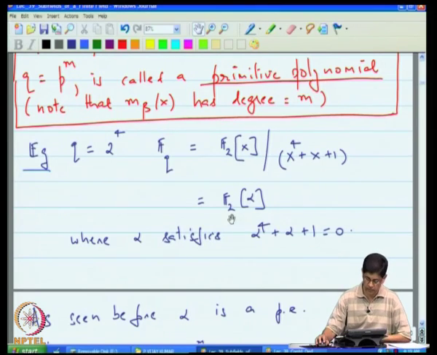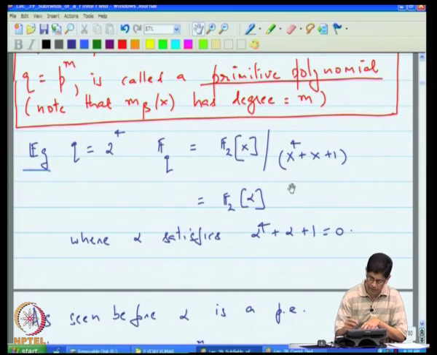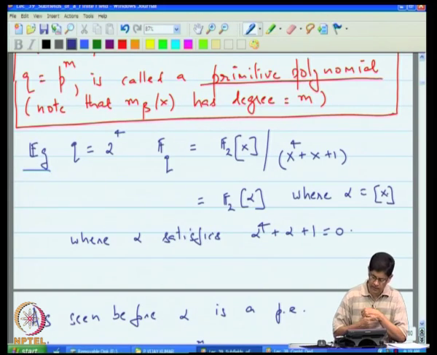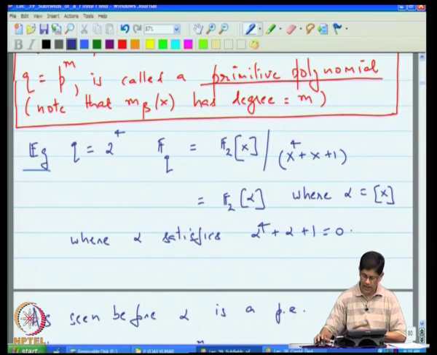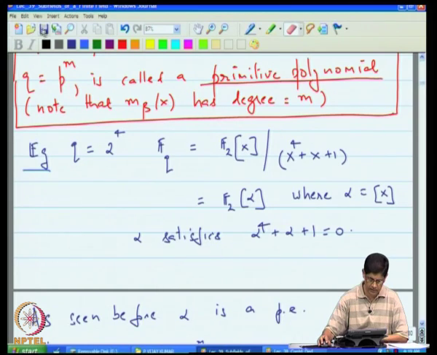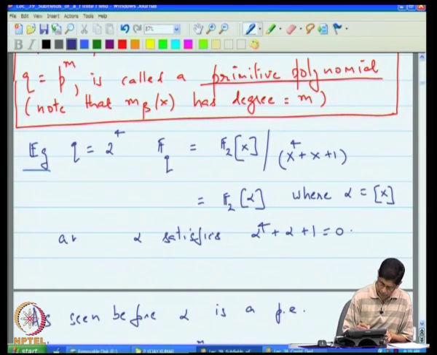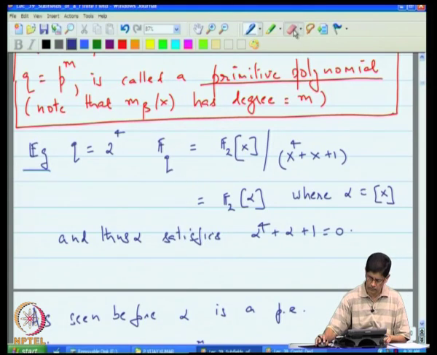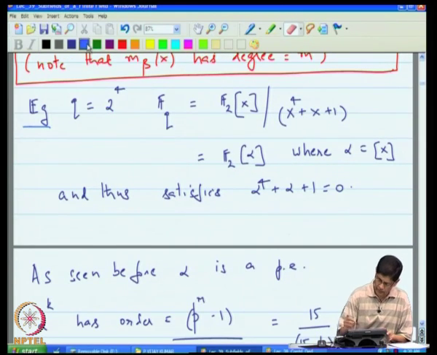And this can also be expressed in the form F2 polynomials in alpha, where alpha really denotes the equivalence class of x in this field. Okay. So let me just modify that to say where alpha equals this and thus satisfies this particular equation.